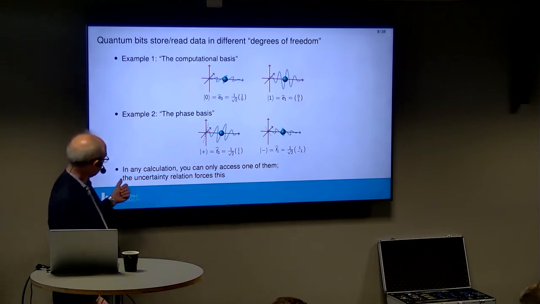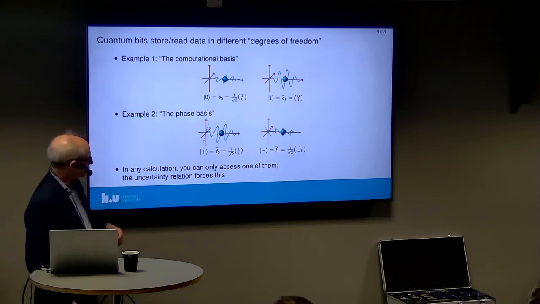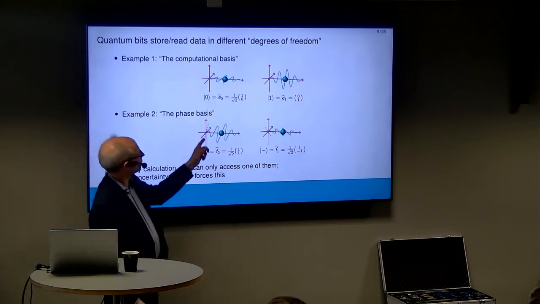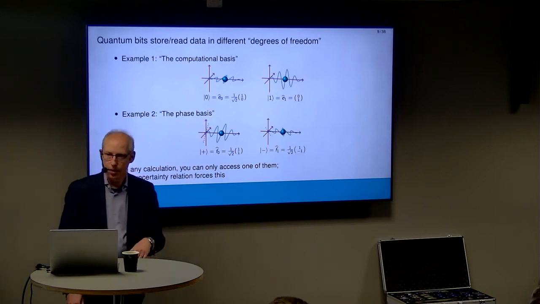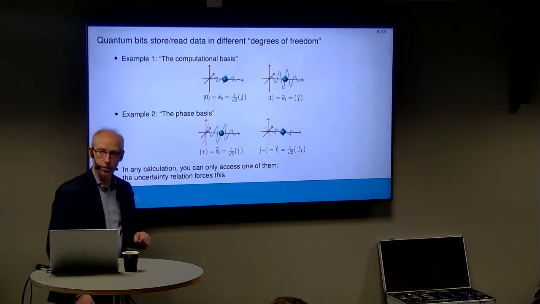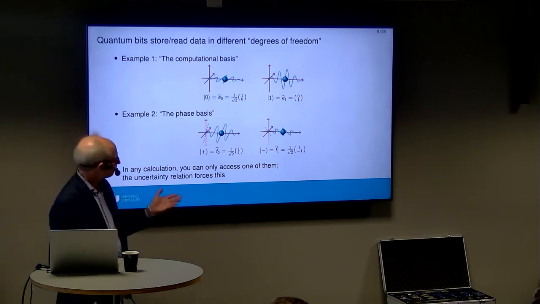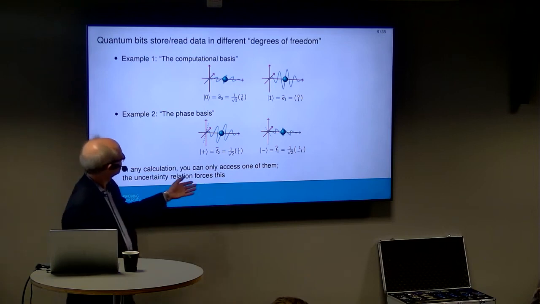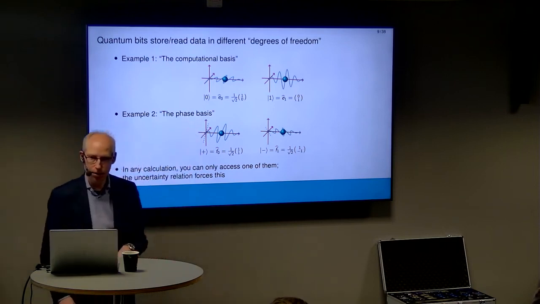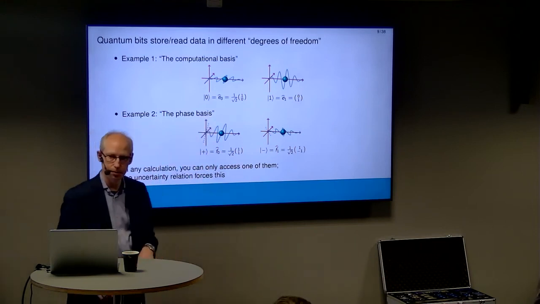And here is something I need to just state outright. In any calculation in a quantum computer, you can only access one of these 2. And it would take too long to explain why. The reason is called the uncertainty relation. It's a property of quantum mechanics. But yeah, it's like that. I have 2 alternatives for my bits. Typically I code into that, but I could also use these.